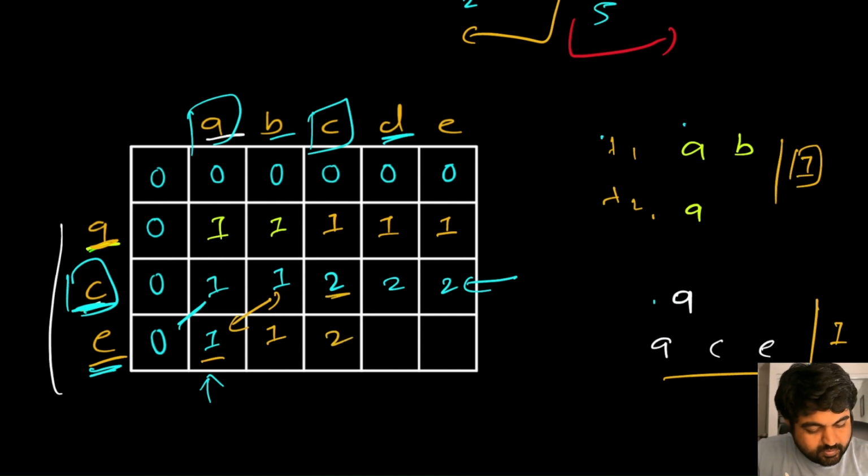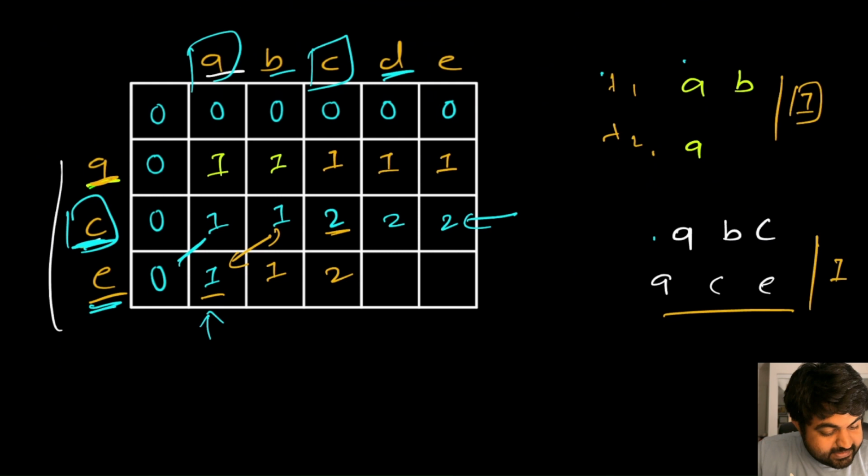And why was it 2? Because notice we are comparing a b c versus a c e, and amongst this comparison we can see that there exists the longest common subsequence of size 2, which is represented over here. This is the beauty of the dynamic programming solution.